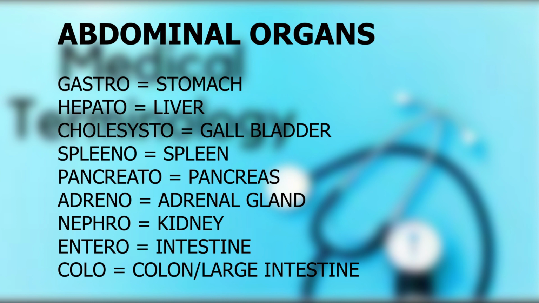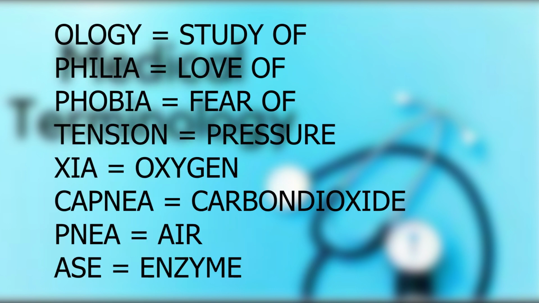So here are some common suffixes in medical terminology. Ology means the study of, like biology, the study of life. Nephrology, the study of kidney. Gastroenterology, the study of the gastrointestinal system. And the list can go on and on. It just means the study of a particular subject. The next one is philia, which means the love of. And the opposite of philia is phobia, which is just the fear of. So that's an easy one.